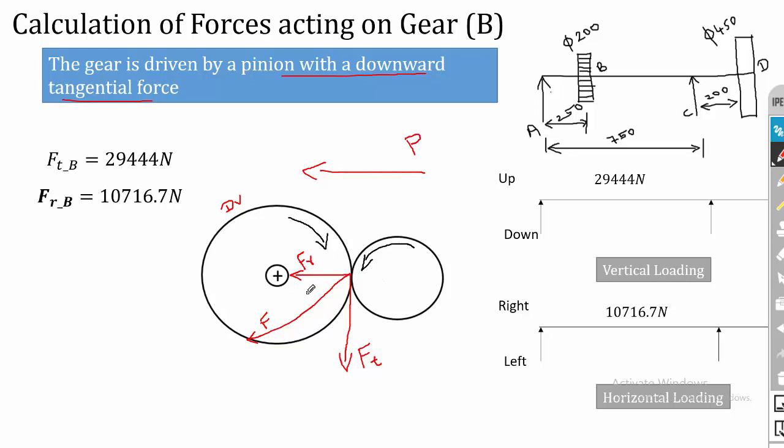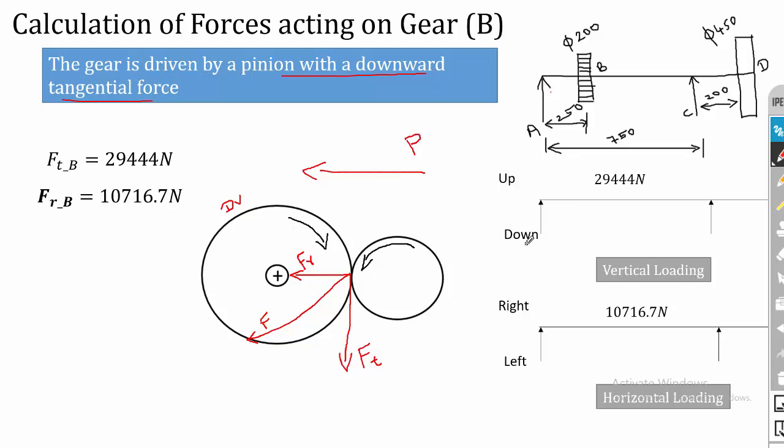But if the F is acting like this, then you can easily say that the driving gear is rotating in counterclockwise direction. That is why it is exerting a force F in this direction. Okay, fine. So now we'll go to the load diagram.